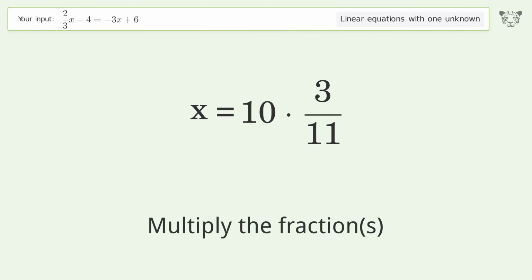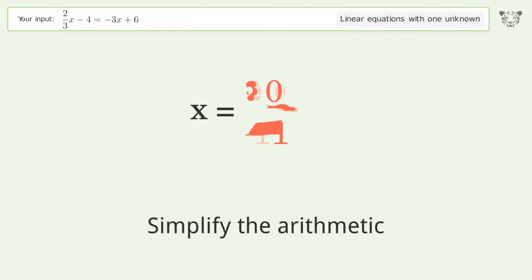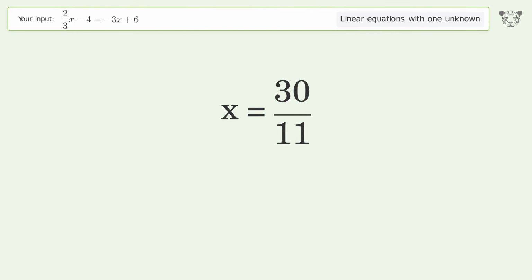Multiply the fractions. Simplify the arithmetic. And so the final result is x equals 30/11.